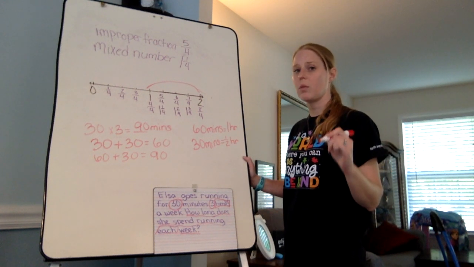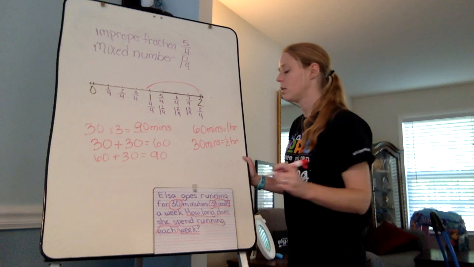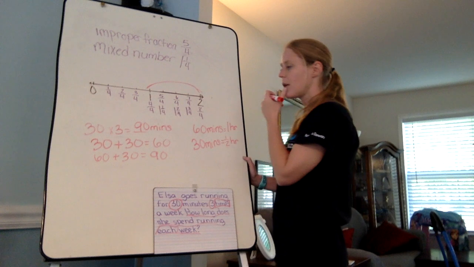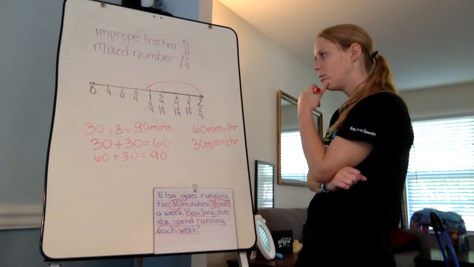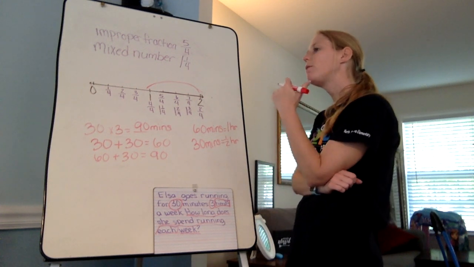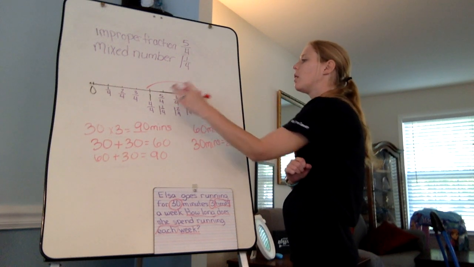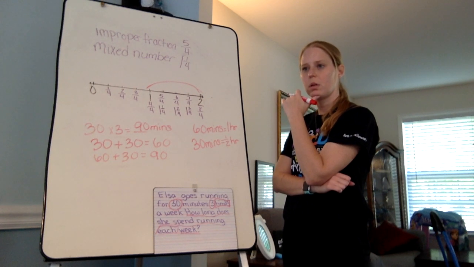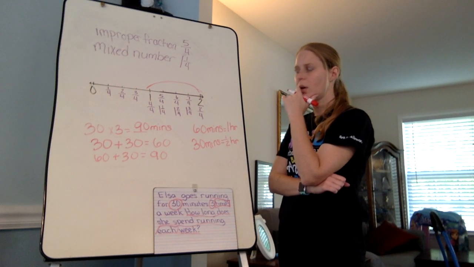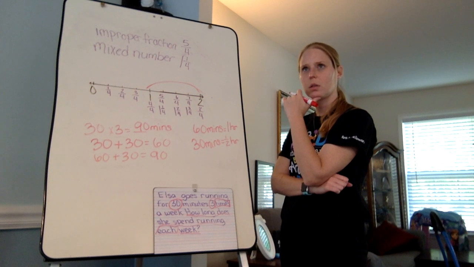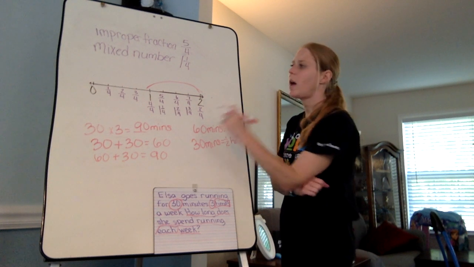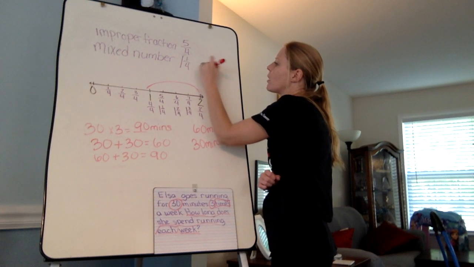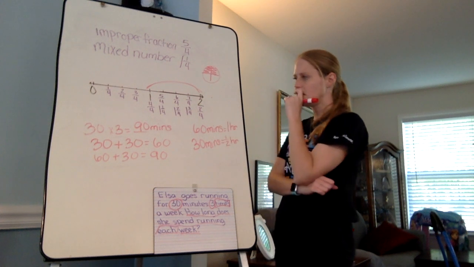So she's gone 1 hour and 30 minutes. Well, if she's gone 1 hour, 30 minutes is half an hour. What is halfway between the 1 and the 2? Which fraction is halfway between the 1 and the 2? Equivalent fractions. 1/2 is the same as 2/4 because it takes up the same amount of space.